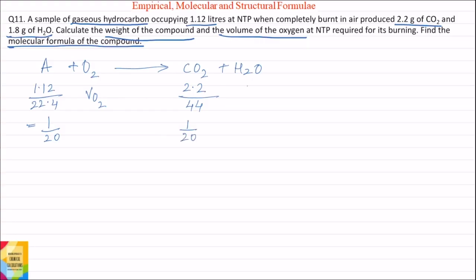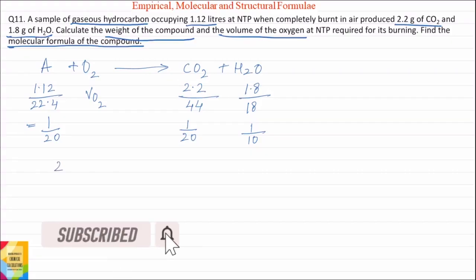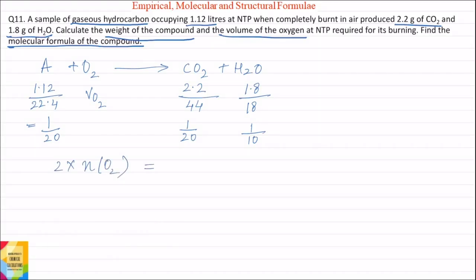And weight of water given is 1.8 grams, so divide it by the molecular weight of water, that is 18, and the number of moles will be 1 by 10 moles. Now moles of oxygen on the reactant side will be equal to moles of oxygen on the product side, or 2 into moles of oxygen gas, and this is equal to moles of oxygen present in carbon dioxide, which will be 2 into moles of carbon dioxide, and moles of oxygen present in H2O, which will be 1 into moles of H2O.